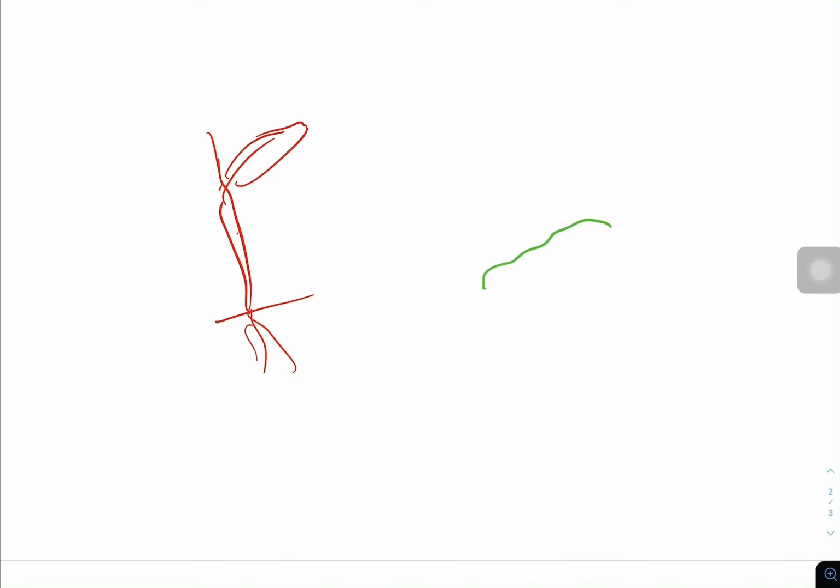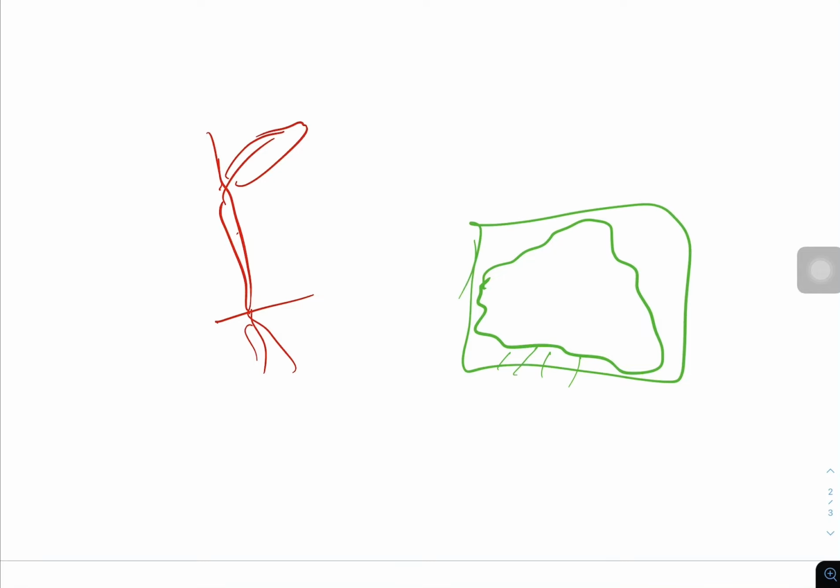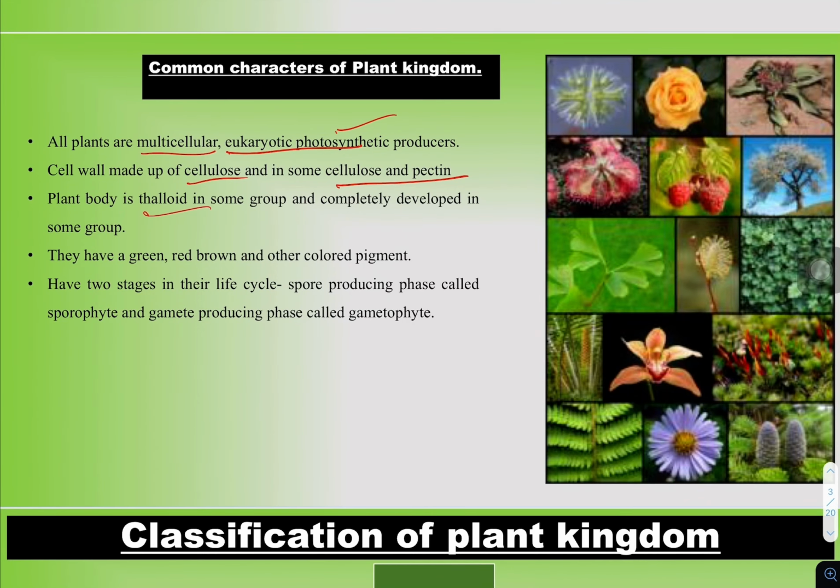You might have seen an algae which is growing in a wet area. See, this is its structure. Here there are no roots, there is no stem, there is no leaf. Everything is just compressed, dorsoventrally flat and thin paper-like structure. Such structures are called a thallus, where plant body is not well developed. In plants, some group have a highly developed plant body. In some group, just a thallus is present, hence they are called thalloid. They have green, red, brown, and other various color producing pigments within their body.